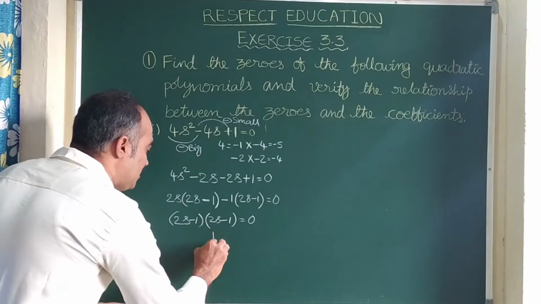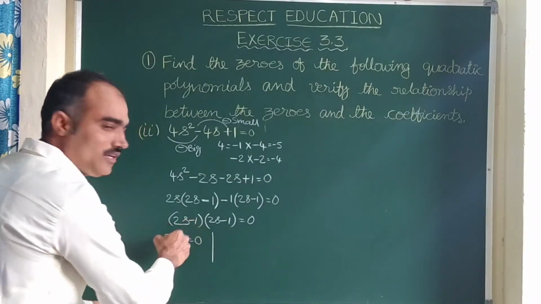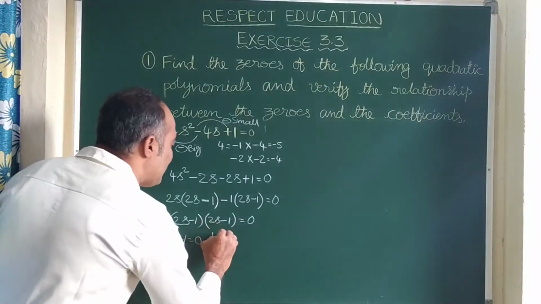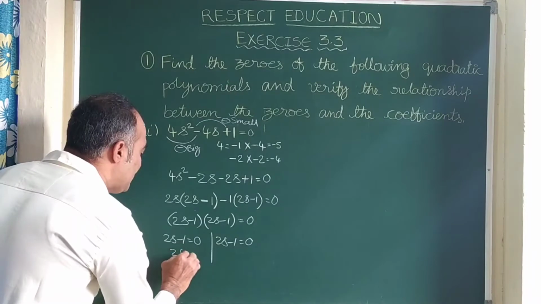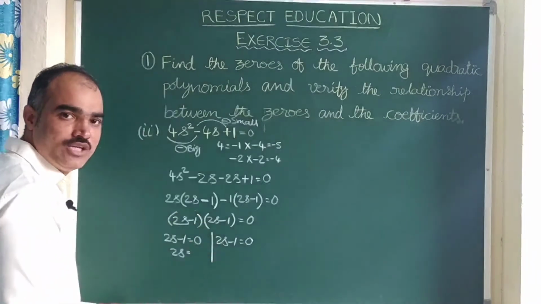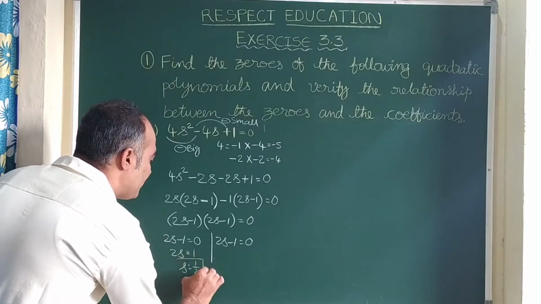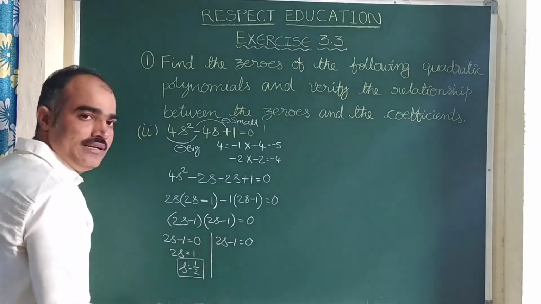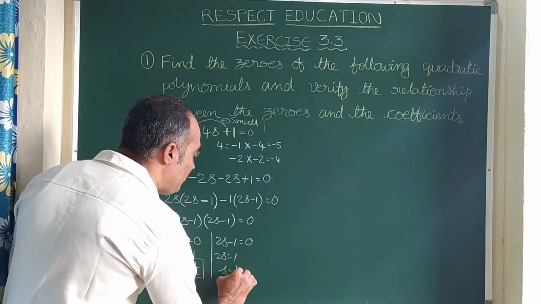Now again we can split into two terms, that is 2s minus 1 equal to 0, this first 2s minus 1, or this second one 2s minus 1 equal to 0. So 2s equal to, send minus 1 that side, that is 0 plus 1 is 1. So s equal to 1 by 2. Right? Here same way 2s equal to 1. Therefore s equal to 1 by 2.